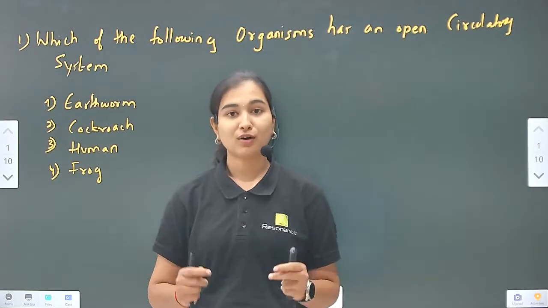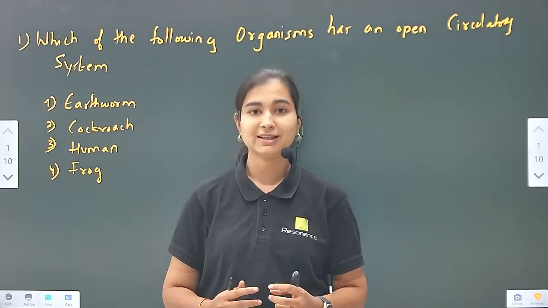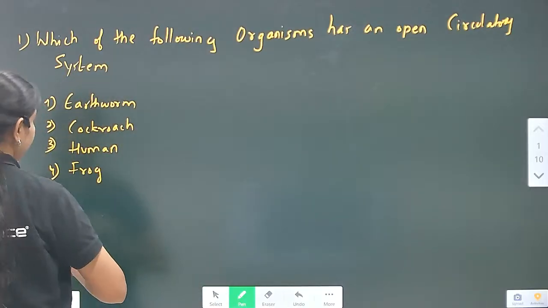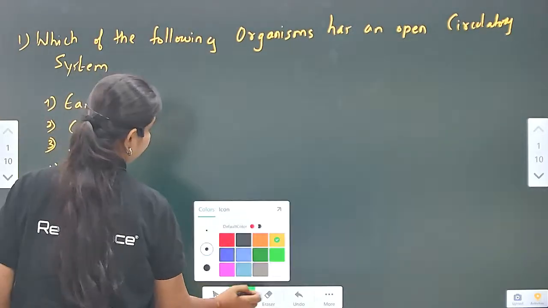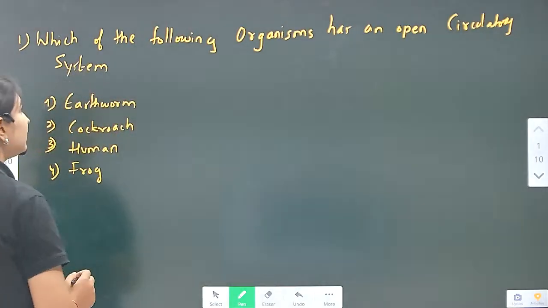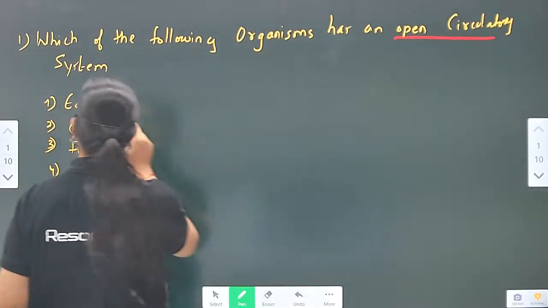So on yesterday's topic we have a few questions. Now let us quickly solve these questions. Let us move on to the first question. Now let us read out the first question. Which of the following organisms has an open type of circulatory system?